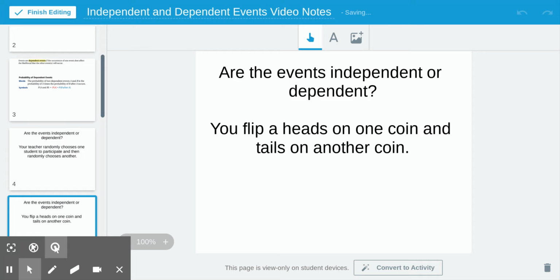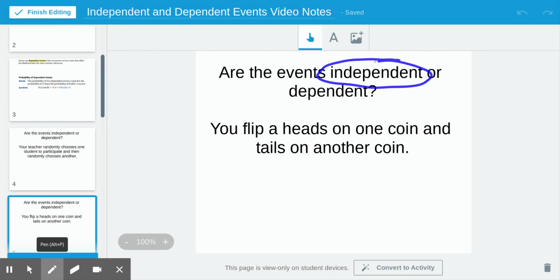Okay, for our next example, if I were to flip heads on one coin and tails on another, so I'm flipping 2 coins at the same time, would that be independent or dependent? Because the second coin is not going to be influenced by the first coin, that would be an example of independent events.